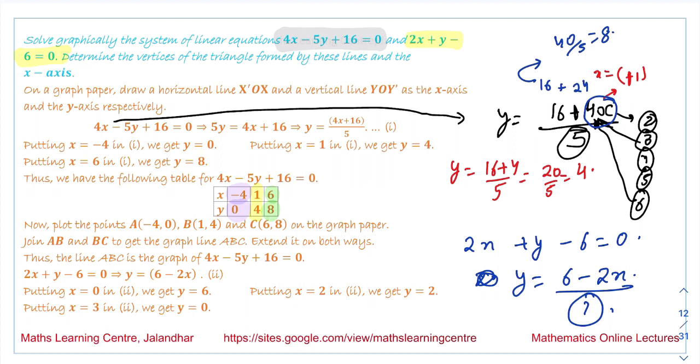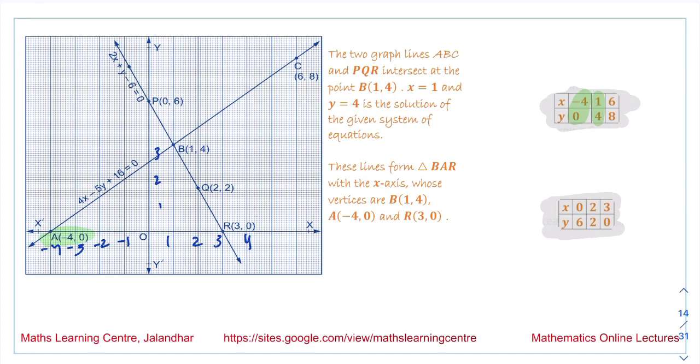This is the point -4, 0. You have to mark the points on the x-axis and y-axis. These are 1, 2, 3, 4. This is -1, -2, -3, -4, and here it is 1, 2, 3, 4, like this. You will get the points in this direction. So when you mark these points, the first is -4, 0, next is 1, 4. So the 1, 4 point we have marked here, and the next point is 6, 8.